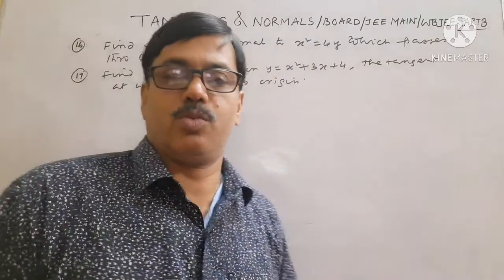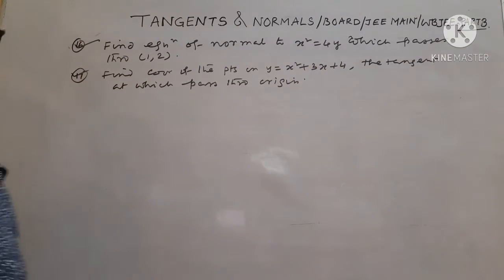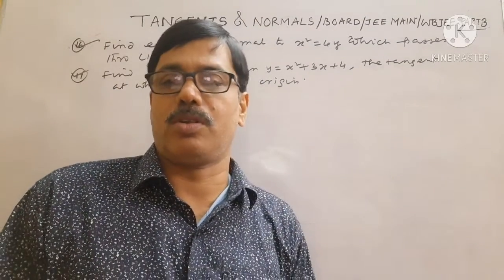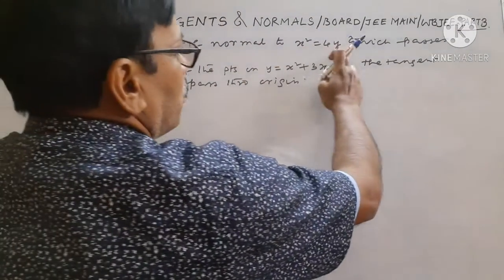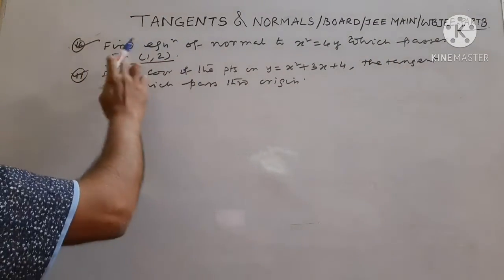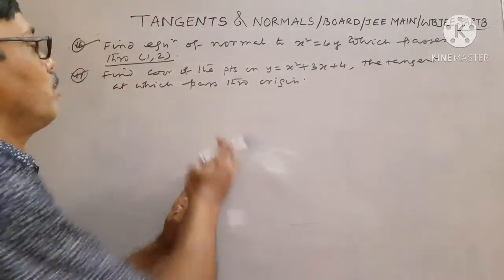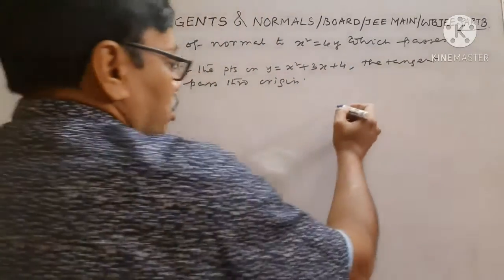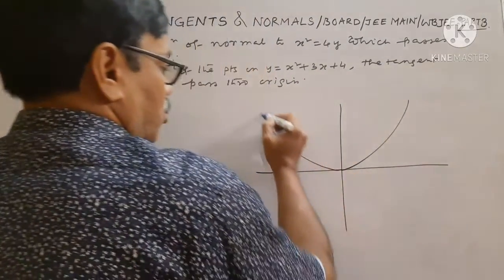Now we consider two similar problems, problem number 16 and 17. These are problems from board exams, JEE Main and WBJEE. Find the equation of the normal of this which passes through 1, 2. Look at the language: which passes through 1, 2. Some students find the normal at 1, 2, but this is not the case. So try to understand. x square equals 4y.